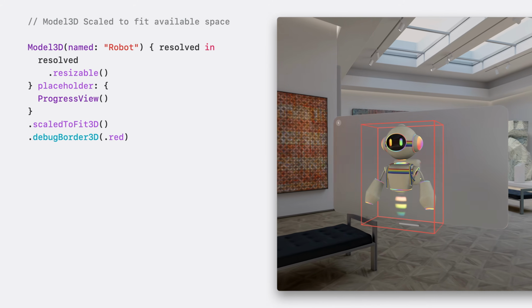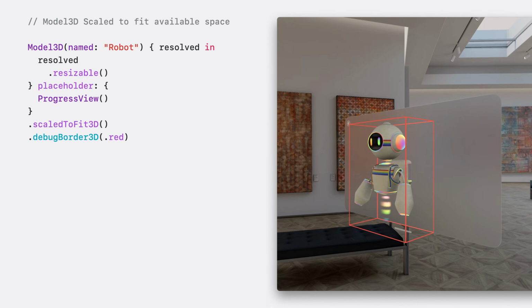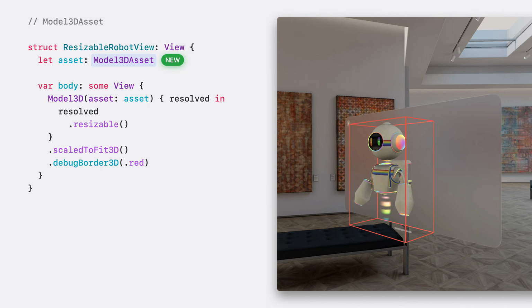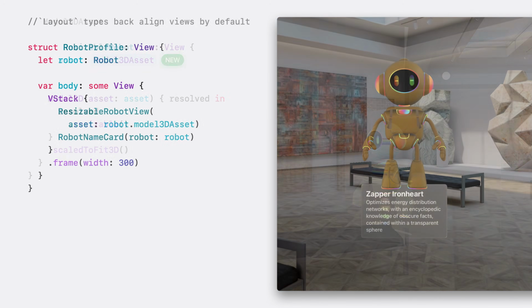I start with a Model 3D that's scaled to fit. I refactor it to use the new Model 3D asset type, which allows me to preload the model for my robot. I encompass this all in a new resizable robot view, which I can use throughout the app. I also remove the debug border 3D for now.